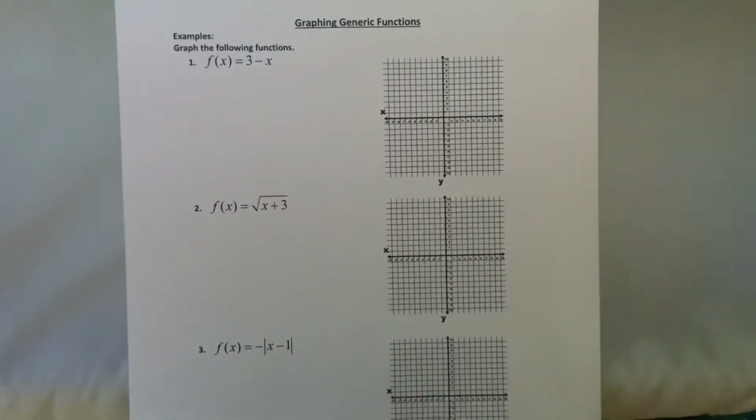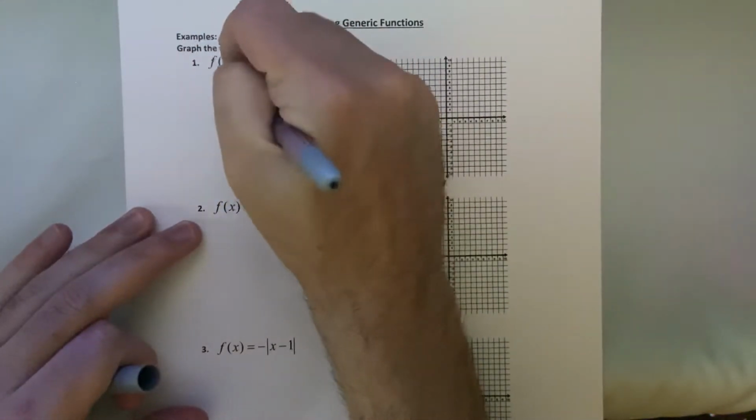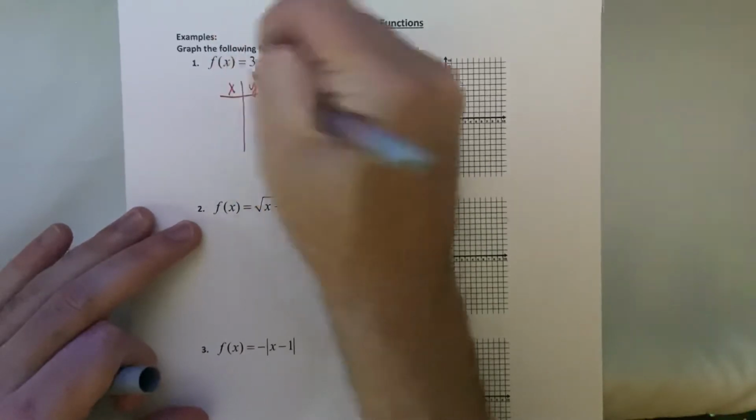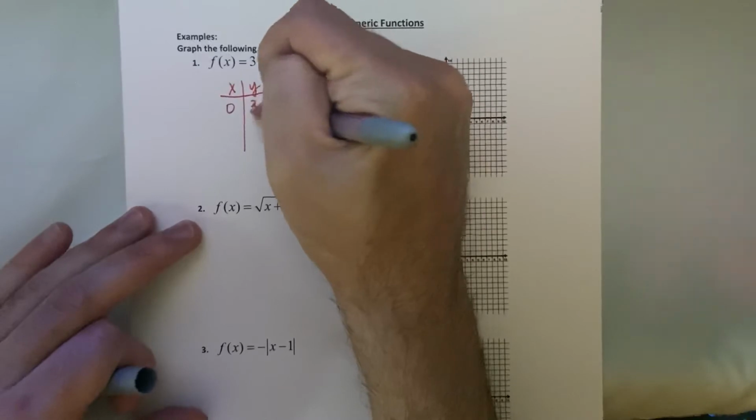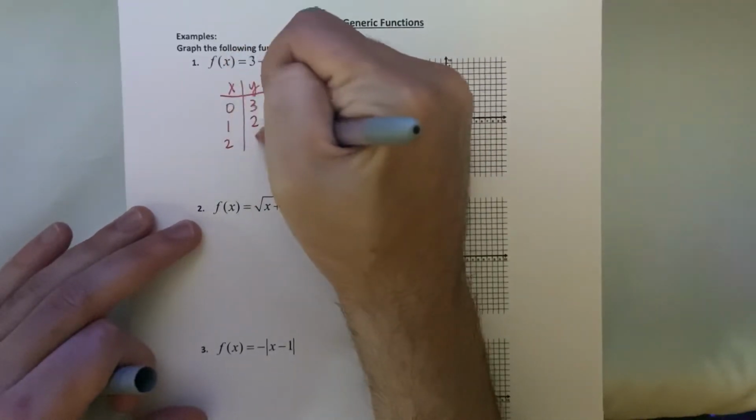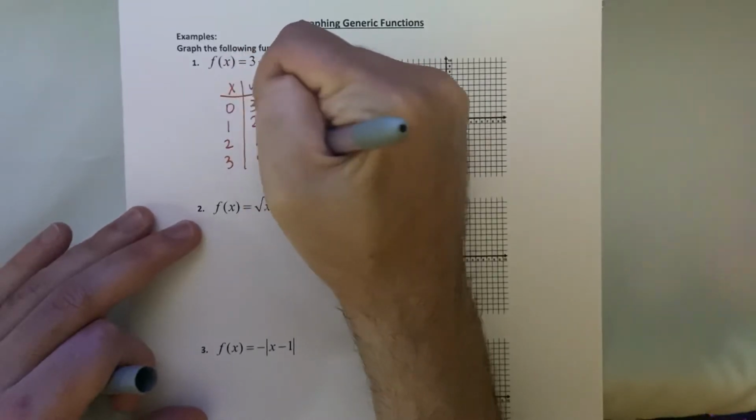Graph f of x equals 3 minus x. You can either move the parent function, but for some of these, I recommend, if you're not sure how to graph it, make a table and plot some points. So if you weren't sure, let's plug in some points. I plug in 0, 3 minus 0 is 3. I plug in 1, 3 minus 1 is 2, then 2, 1. If I plug in 3, I get 0.